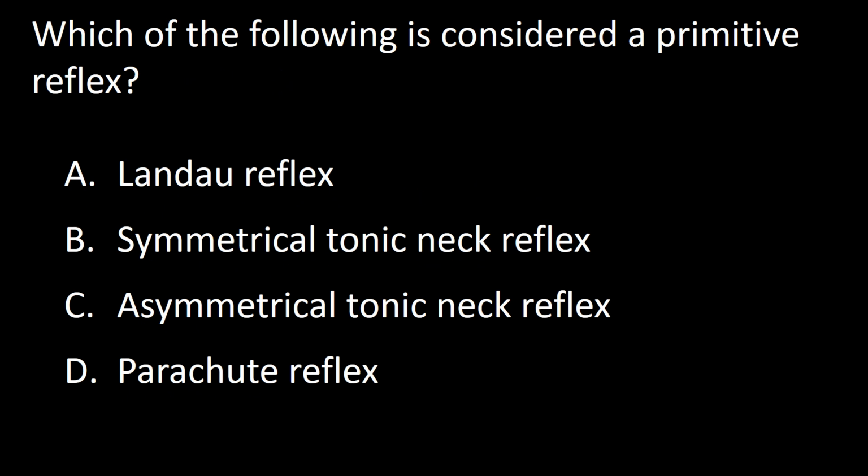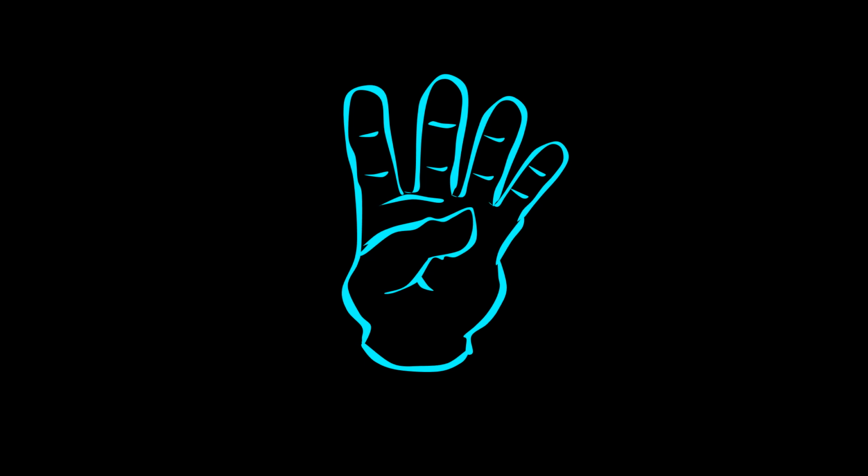Next question. Which of the following is considered a primitive reflex? A. Landau reflex. B. Symmetrical tonic neck reflex. C. Asymmetrical tonic neck reflex. D. The parachute reflex. Again, in this question, we have listed 4 reflexes. The first 2 we have already discussed, so they will be only briefly mentioned.